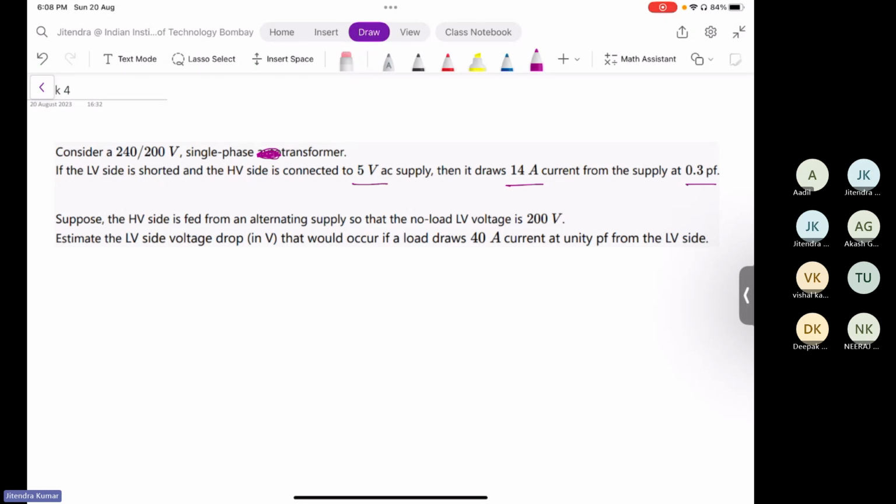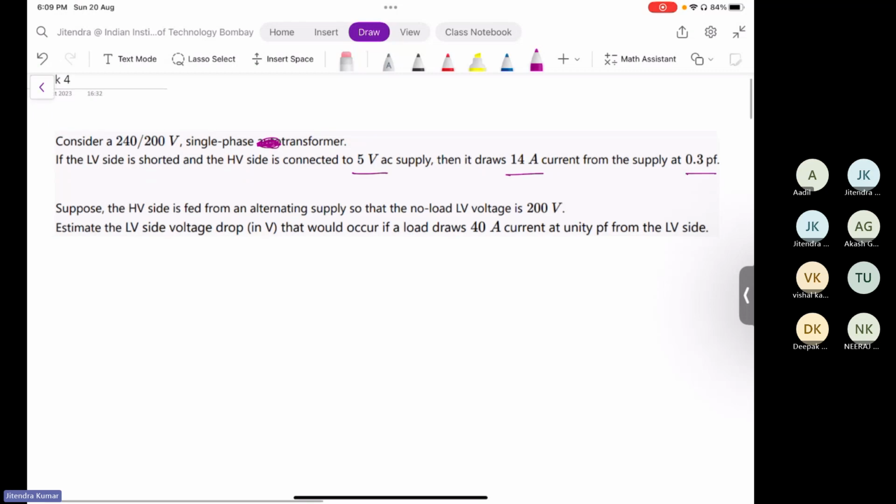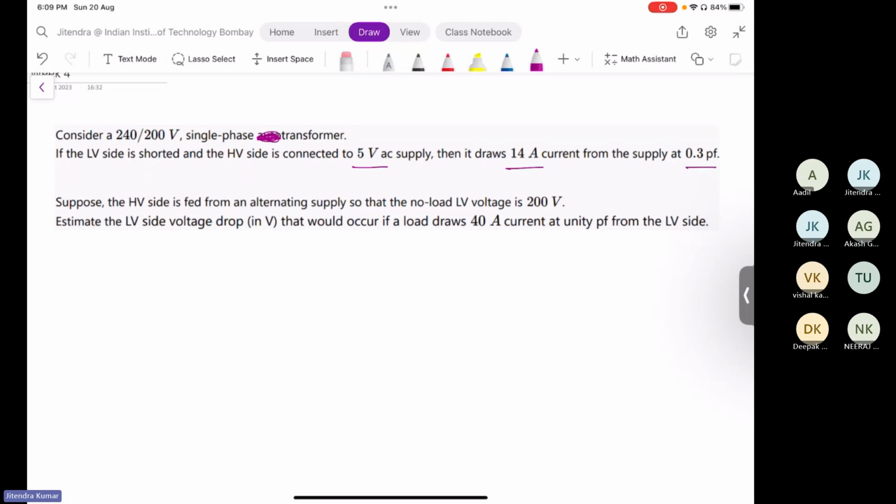Now, the next condition is stating that suppose the HV side is fed from an alternating supply so that the no load LV voltage is 200 volt. And further it is saying estimate the LV side voltage drop that would occur if a load draws 40 ampere current at unity power factor from the LV side. Okay, so we will move step by step.